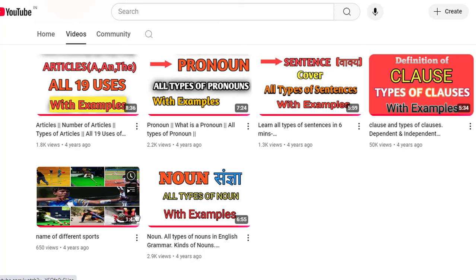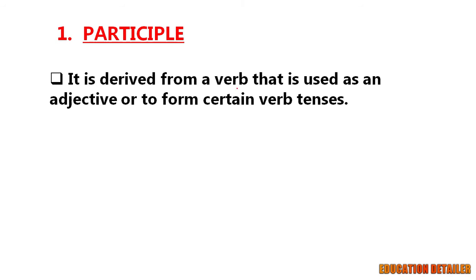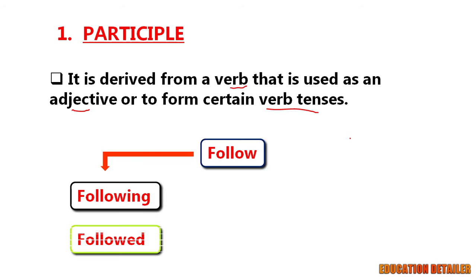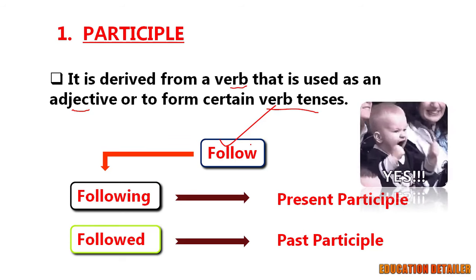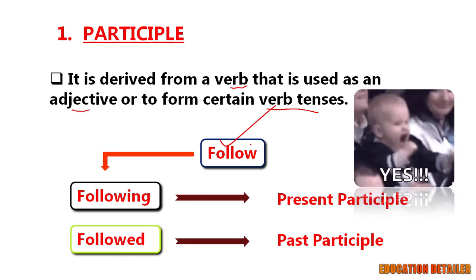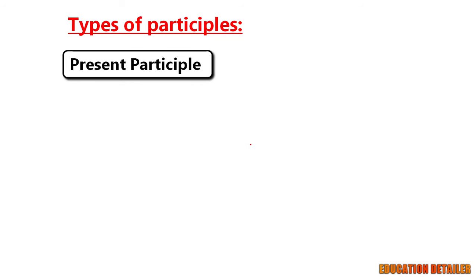Now, let's get back to the lesson with the definition of participles. A participle is derived from a verb that is used as an adjective or to form certain verb tenses. For example, the verb follow can be turned into participles like following and followed. If you would say here that these two are the present and past participle forms of the verb follow, yes, you are absolutely correct. In English, there are two types of participles: present participle and past participle.